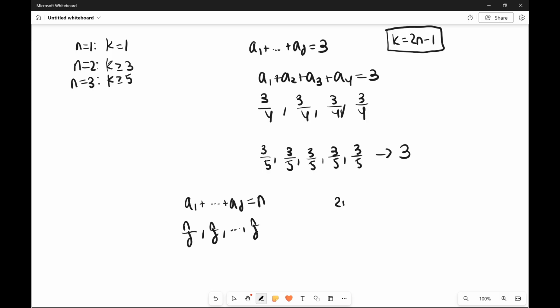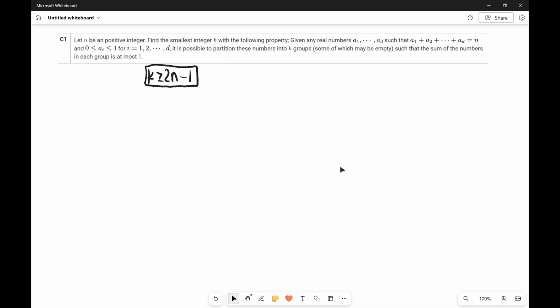And so long as 2n over d is greater than 1, we are fine. And this equates to d is less than 2n, which is d is less than or equal to 2n minus 1. And so if we consider the numbers n over 2n minus 1 all the way to n over 2n minus 1, the sum of any two of them is 2n over 2n minus 1, which is greater than 1. So each one must go in its own group, implying that k is greater than or equal to 2n minus 1.